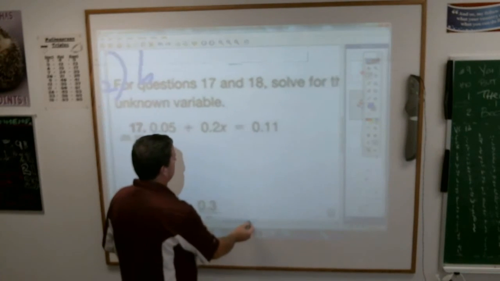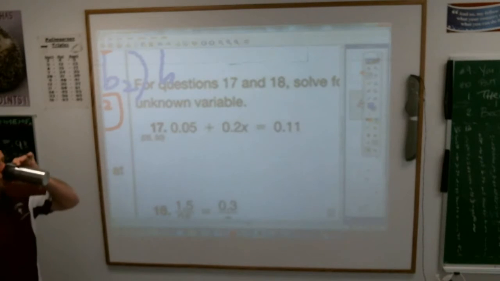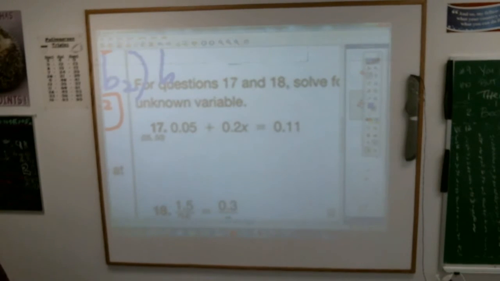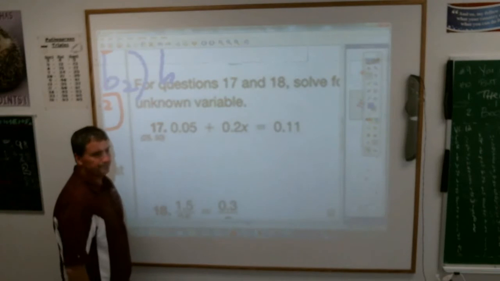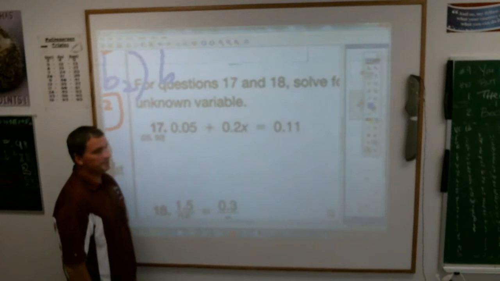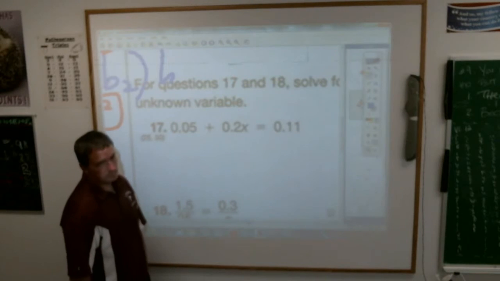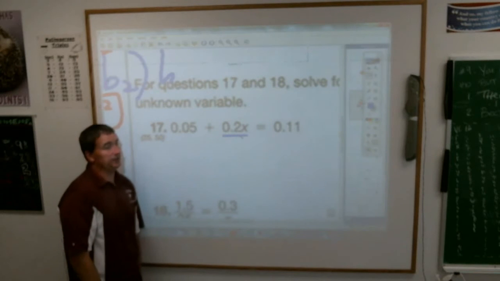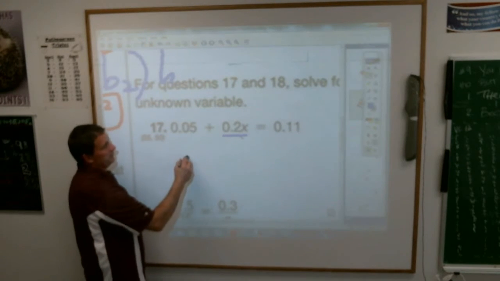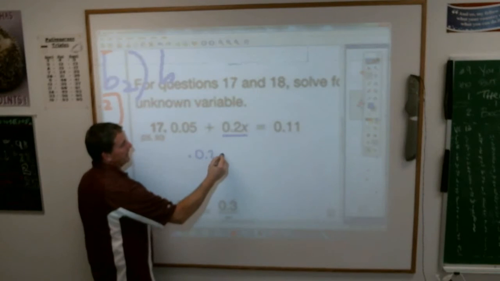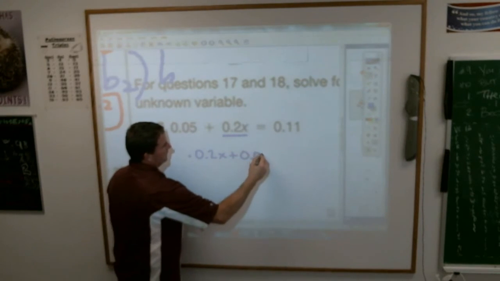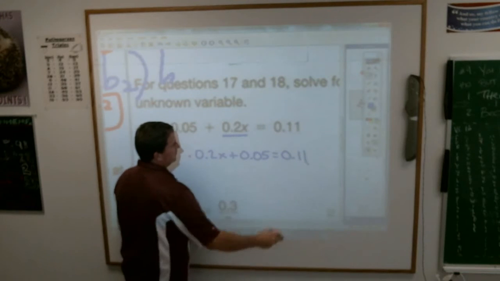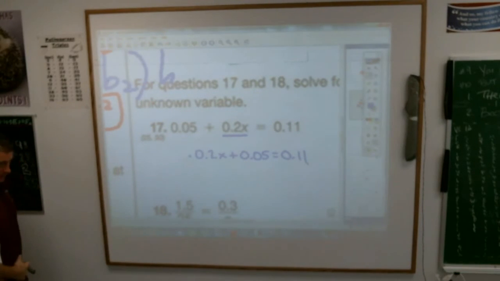What's your question on this, Alexa? What did you do first? Walk me through here. What do I got to do? Yep, and then next. You want to get the letter x by itself, so the first thing you get rid of is negative. Last thing you do is separate these two things because they're really close and friendly with each other. Alexa, would it help if you rewrote it like this? 0.2x plus 0.05 equals 0.11, because you can rearrange those terms because of the commutative property.